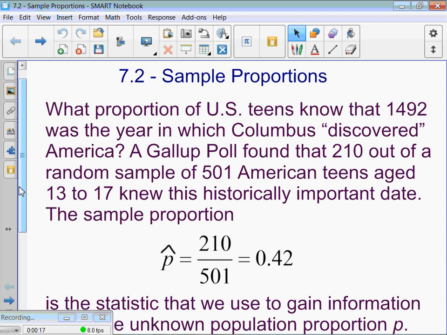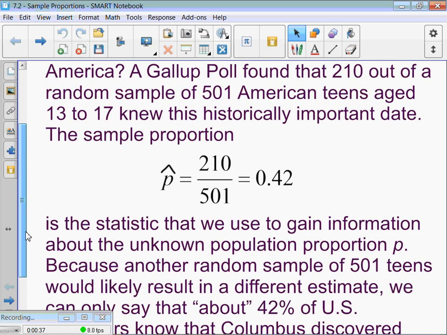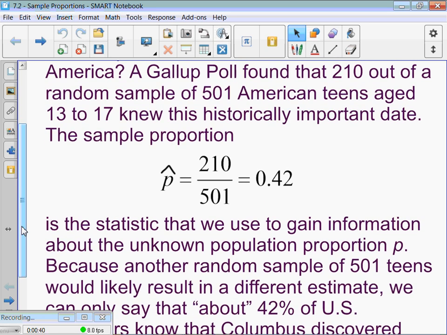Sample proportions. So what proportions of U.S. teens know that 1492 was the year in which Columbus discovered America? Right, exactly. A Gallup poll found that 210 out of a random sample of 501 American teens aged 13 to 17 knew this historically important date. Not good, people. So p hat, that's one p hat, one sample proportion. So clearly this wasn't at our school, right? Only 42% knew the answer to this out of 501. So that is a p hat.